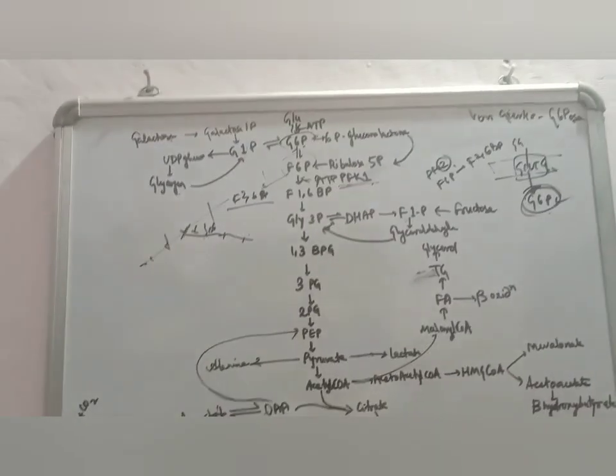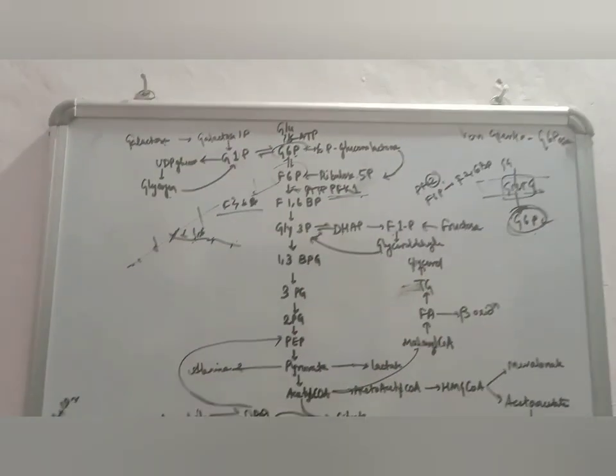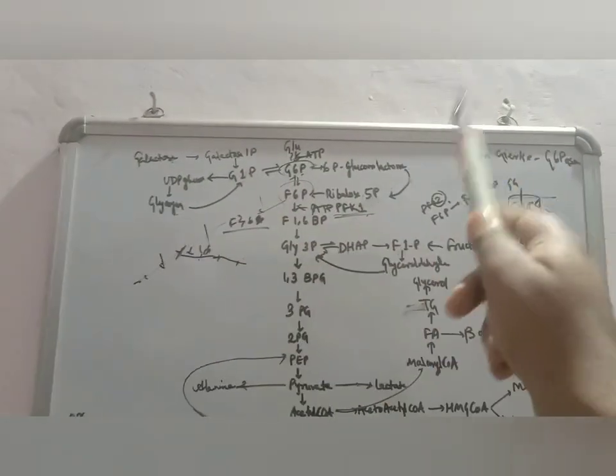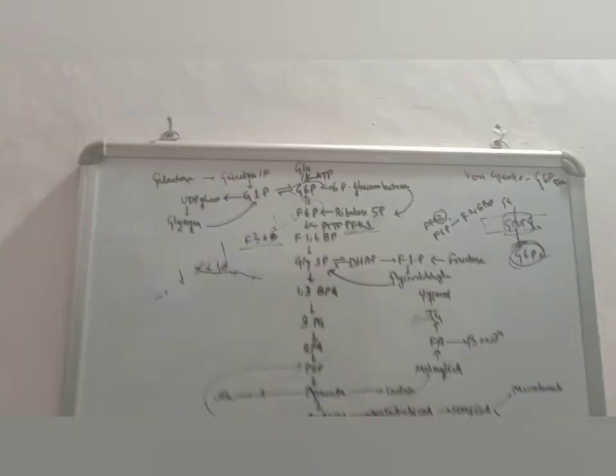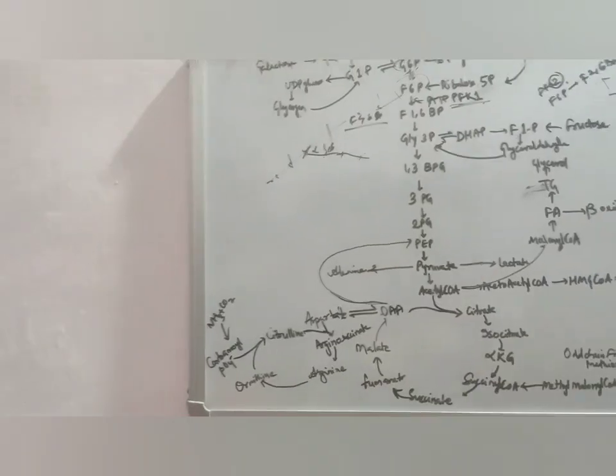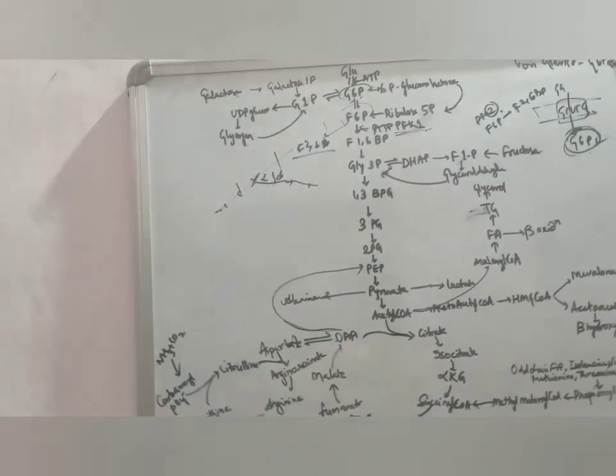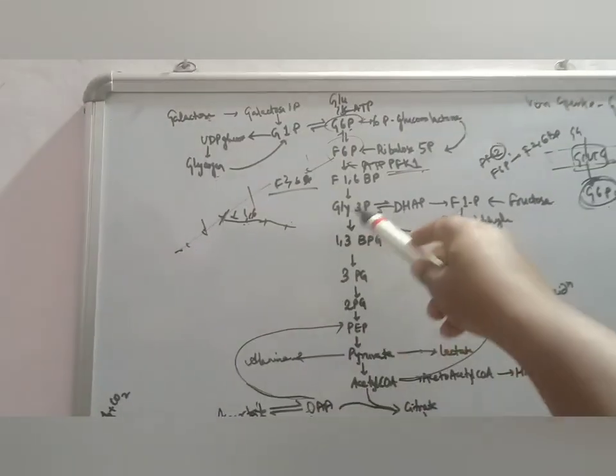So basically, remember, this is opposite: 2,6-bisphosphate is an activator of PFK1. Similarly, 1,6-bisphosphate is an activator of PFK2. Okay, that's it. Then from 1,6-bisphosphate you have glyceraldehyde 3-phosphate, and this enzyme is aldolase. No one cares, but aldolase, this enzyme.